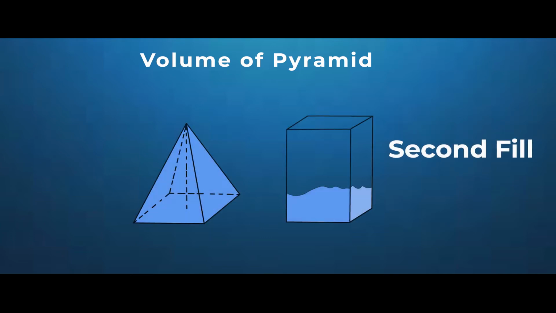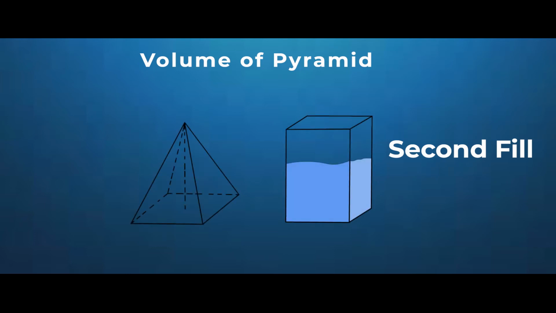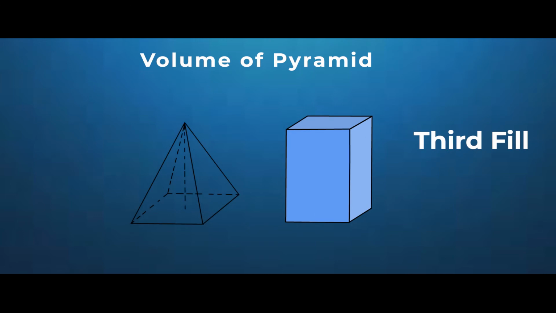So let's fill for the second time. It is still not full. Let's fill once more. Now we see that the square base prism is full. So what did we observe? We observed that it takes 3 square base pyramids full of water to fill the square base prism container.